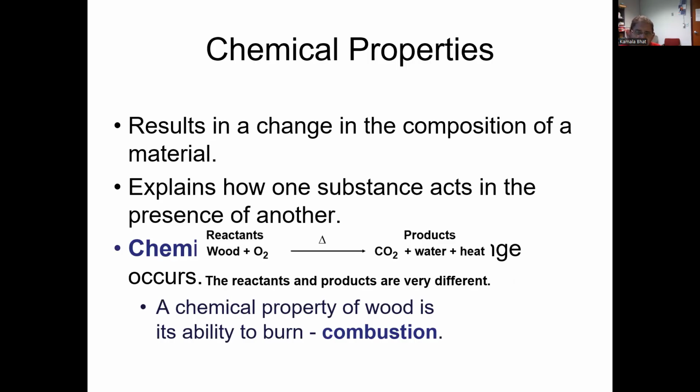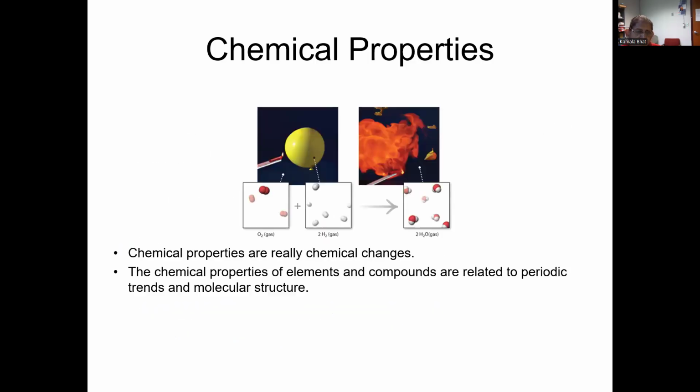A chemical property always results in a chemical change as the composition of the material has changed. And it explains how one substance acts in the presence of another. For example, wood, when we combine it with oxygen and burn it, it provides water and carbon dioxide and heat. Combustion is generally a reaction in which heat and light is produced. The reactants and products are very different.